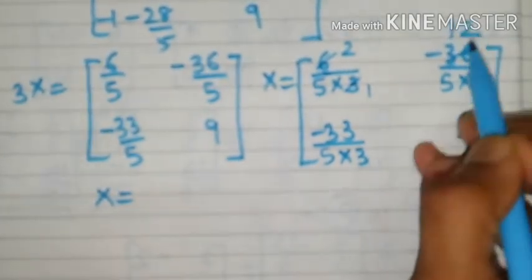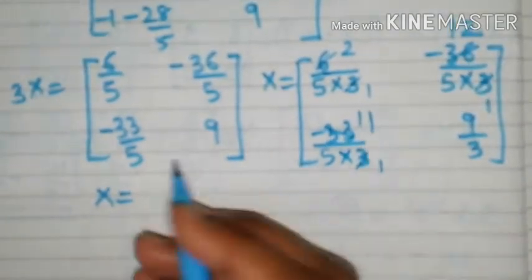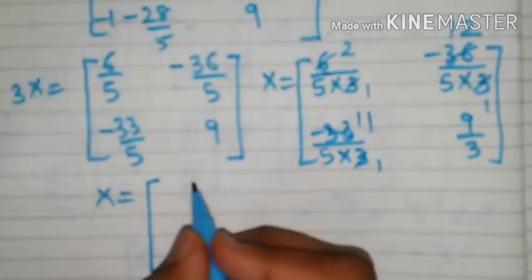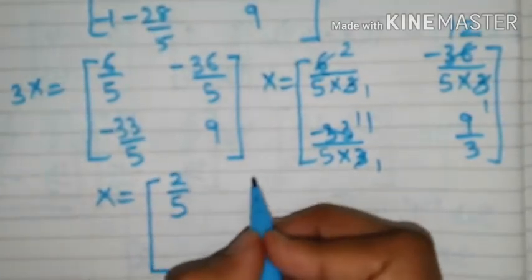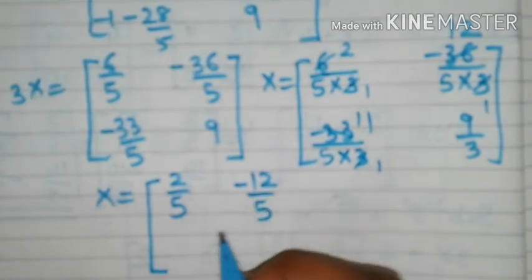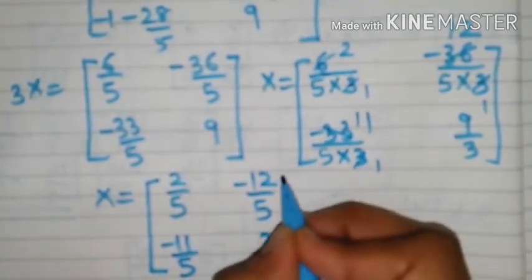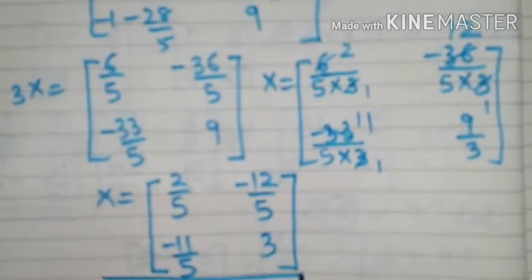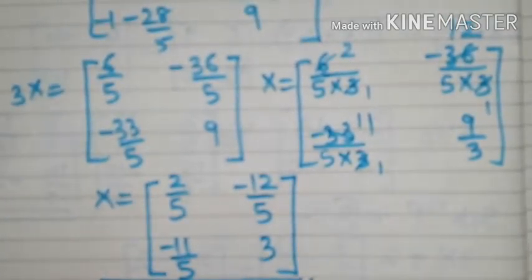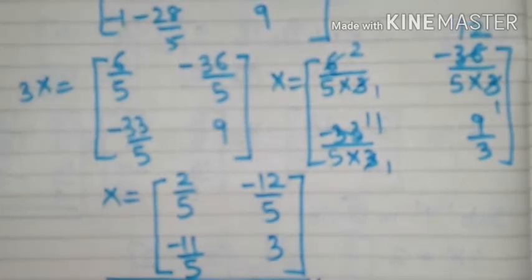So this will be 12, 11. So now my matrix is reduced to 2 upon 5, minus 12 upon 5, minus 11 upon 5, and 9 by 3 will be 3. So this is my value of x. So this is how we have to solve these simultaneous equations.